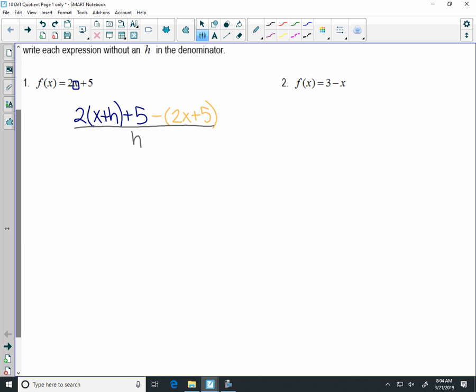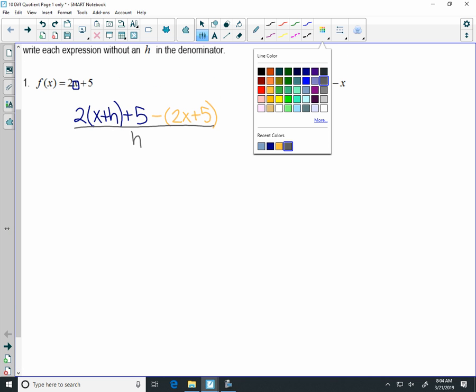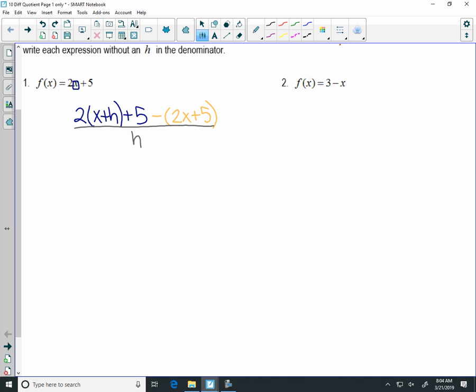And now we're going to algebra from there. Again, our goal is to get rid of the h in the denominator. I'm going to start by distributing the 2 and distributing the negative. 2x plus 2h plus 5 minus 2x minus 5 all over h. Lovely. So this is not difficult. You just have to be very precise.